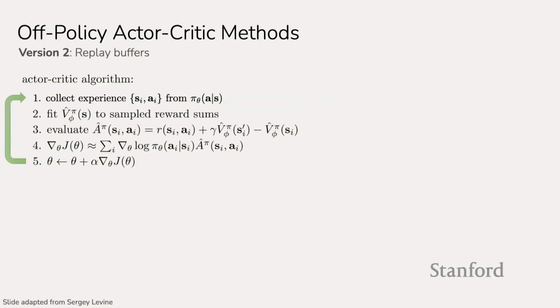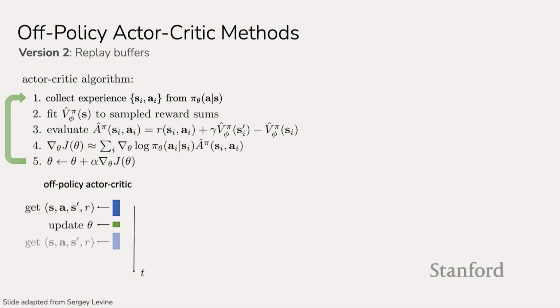Okay, so what this looks like is we'll take our actor critic algorithm, but to make it off policy, we can think about it as getting one time step of data, then updating our policy, getting another time step, updating our policy, and so forth. So rather than getting one batch and then doing updates, we can actually do this much more online.